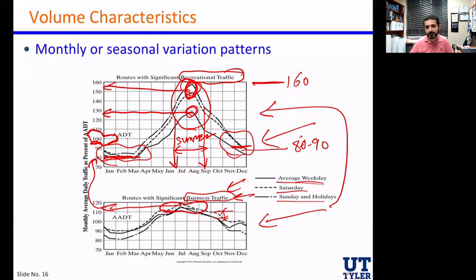So that would tell us that there is a monthly or seasonal variation, depending on whether you're going to a recreational route or a business traffic route. On the business route, you're not going to see that much of a peak compared to the recreational route. But even within the recreational route, where there is a significant peak during certain months of the summer, the peak will be more pronounced on weekends compared to weekdays, like what we see here.